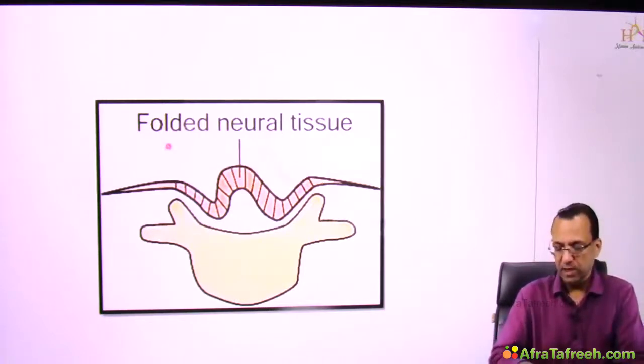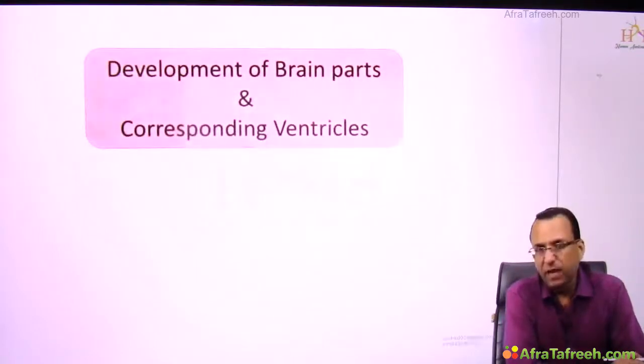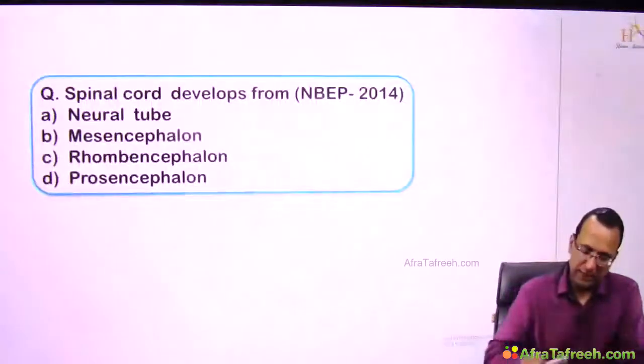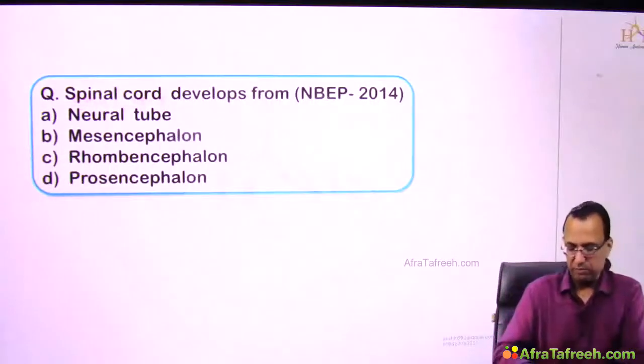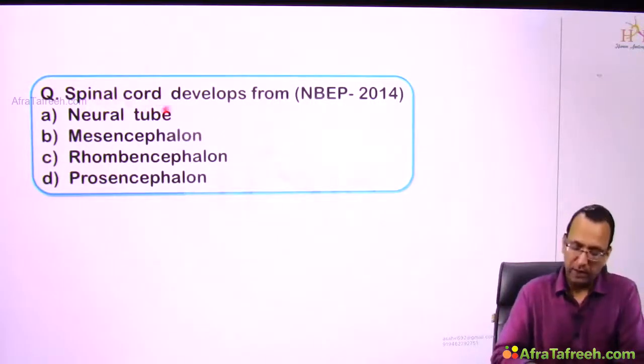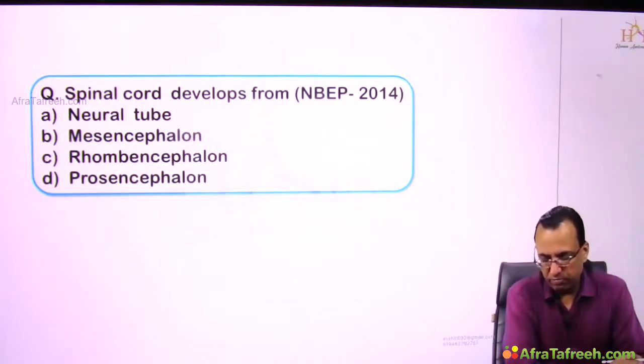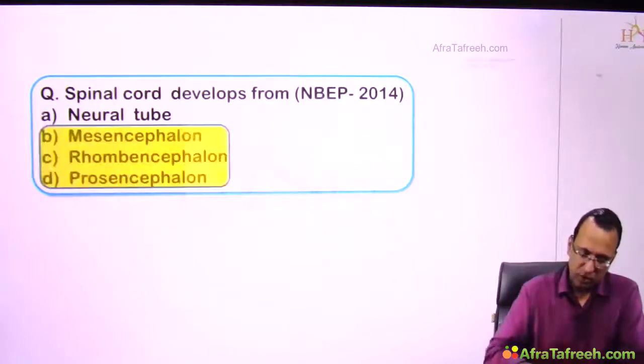As we are moving further, we want to talk about the developing brain and ventricles along with that. And in that process, you will see that a question has come asking, where is the spinal cord developing from? Now, spinal cord would develop from, yes, what is the answer? Spinal cord would develop from the neural tube, not the brain.